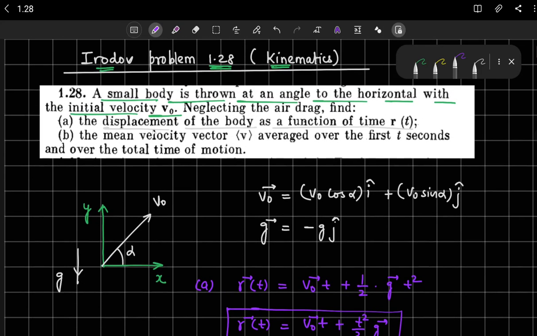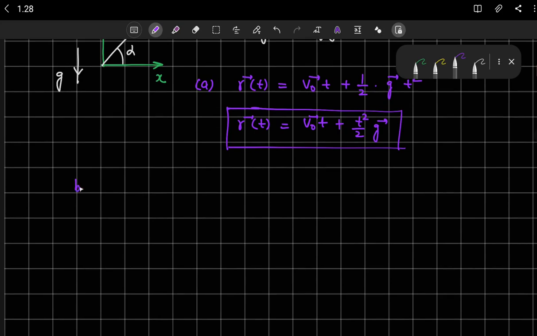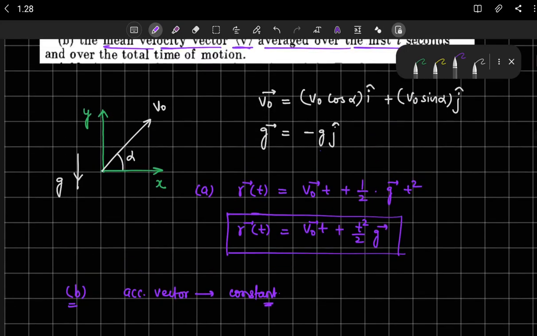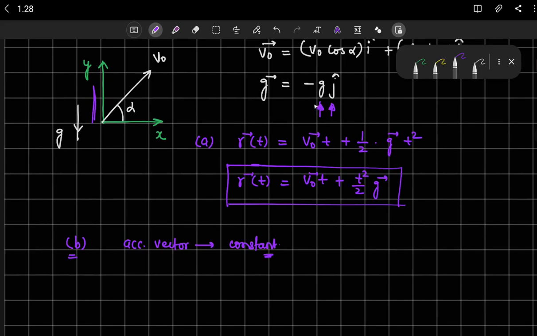Now in the second problem it is asking to find the mean velocity vector averaged over the first t seconds. Okay, first of all we can see that the acceleration vector is constant, because the magnitude of the acceleration is constant and the direction is always in the minus y direction. So both the magnitude as well as the direction are constant. So the acceleration vector is a constant vector.